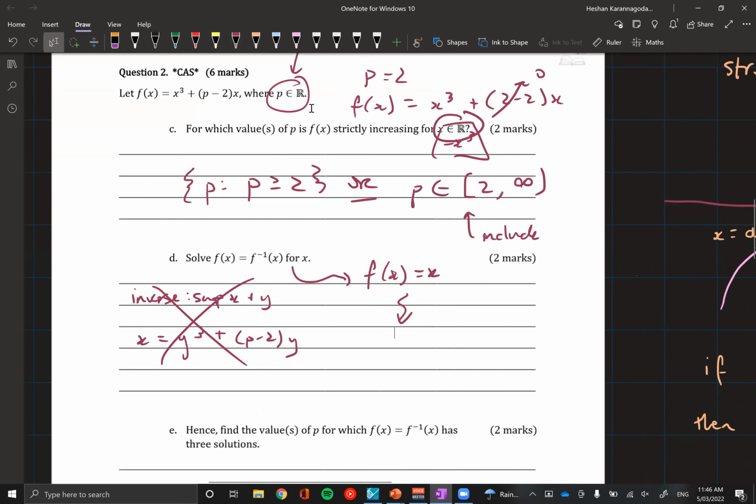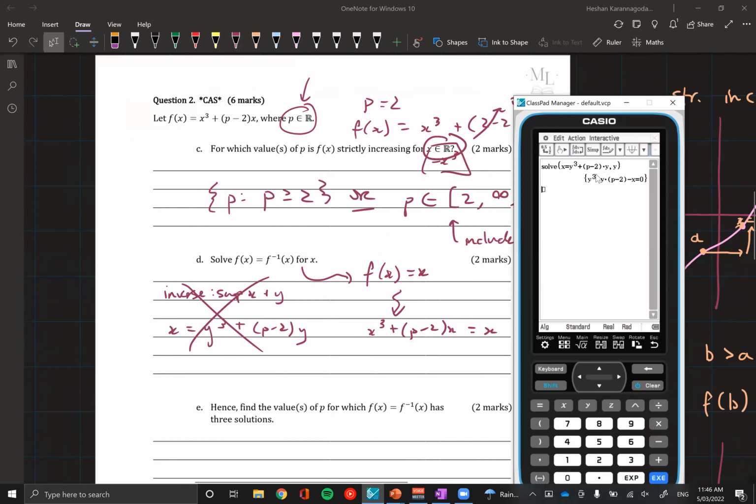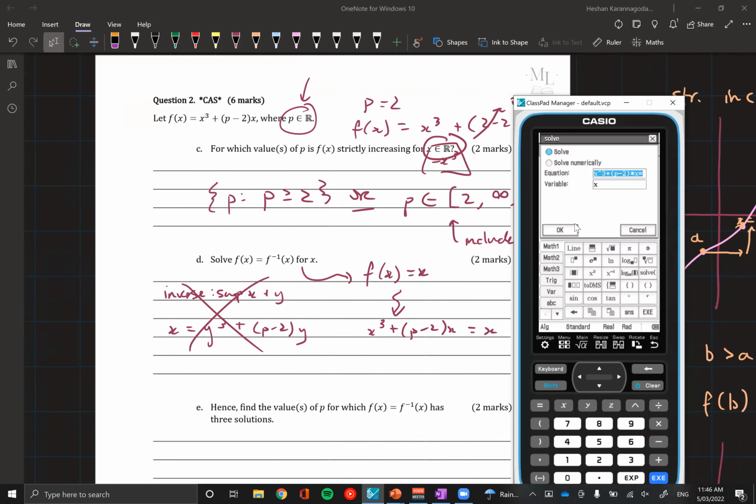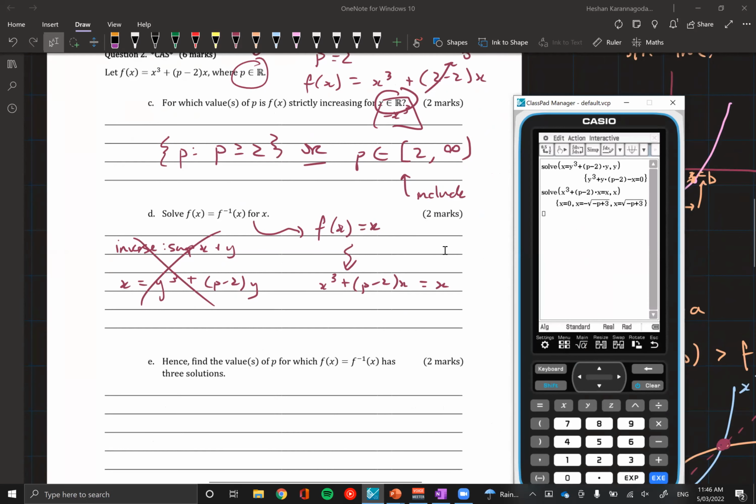So in this case, what we'll do is just write x cubed plus p minus 2 of x is equal to x, and simply use the calculator to solve this for x in terms of p. So I could just say x cubed plus p minus 2 times x is equal to x, and solve for the values of x. Interactive, advanced solve, and this should solve in terms of p. Yeah, in this case, it gives us our 3 solutions in terms of p.